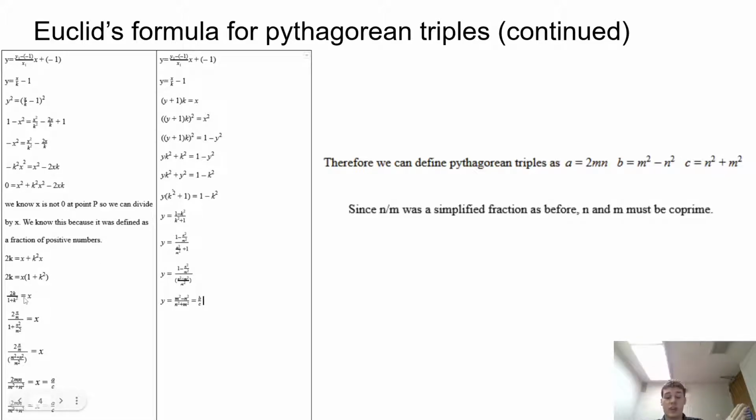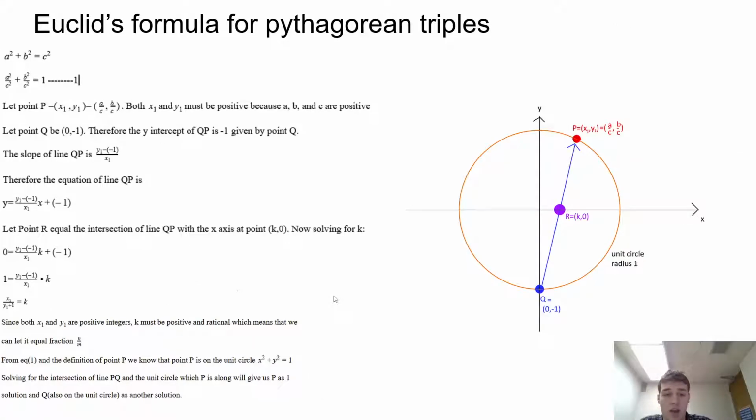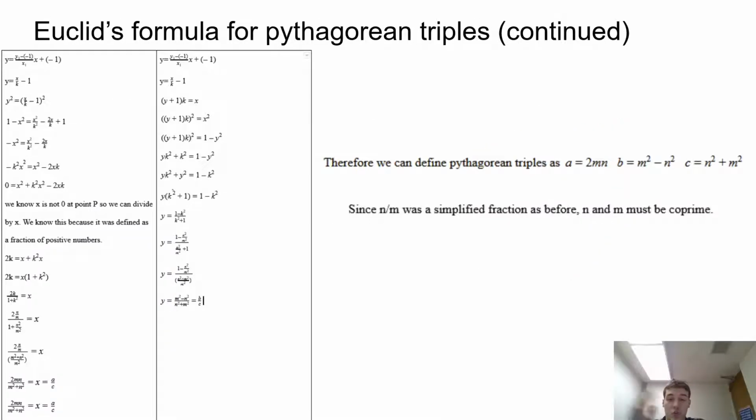Then we can define k as n over m. We can define k as n over m because we know that k must be rational, since it's constructed from dividing rational numbers over and over again. So now that we know that k is rational, because it's x sub 1 over y sub 1 plus 1, and we know that those are rational because they're defined by dividing these positive integers, we can say that it's equal to some fraction n over m, a simplified fraction, where n and m don't share any common factors.